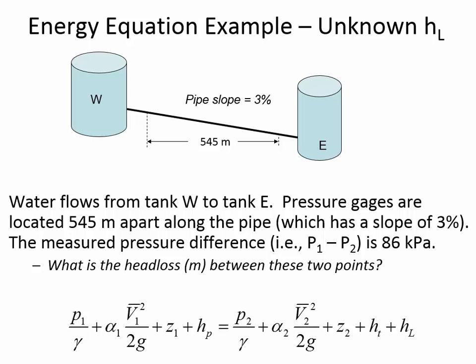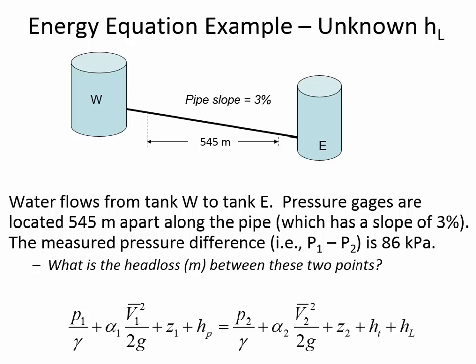And so that's what I'd like you to do. We don't know the absolute pressure at 1 and 2. We only know the pressure difference, but that's good enough. We can rearrange the energy equation in terms of P1 minus P2.